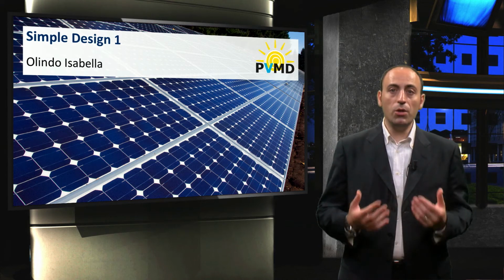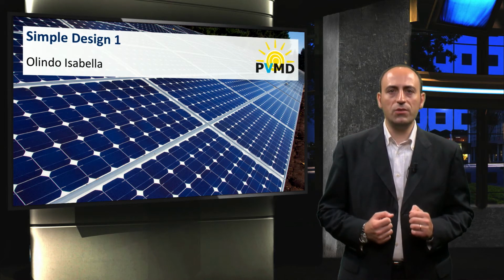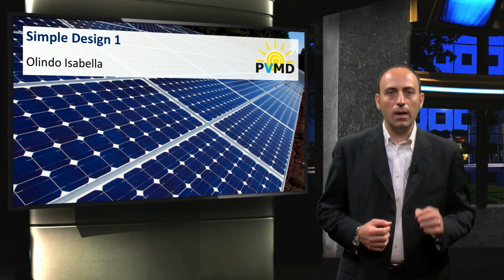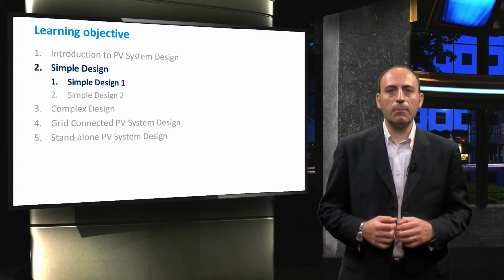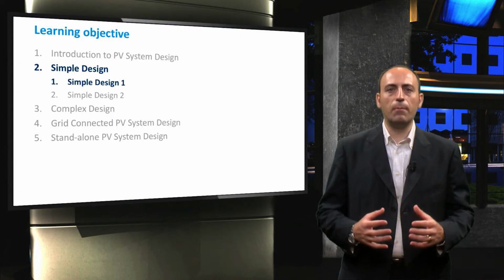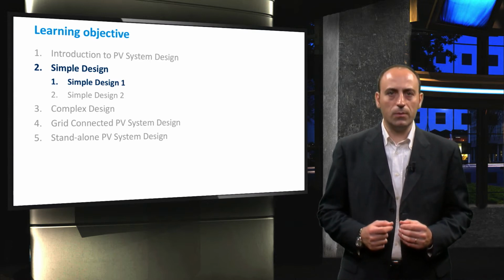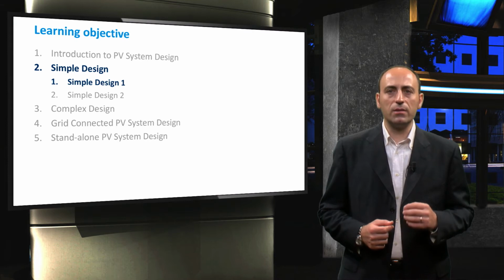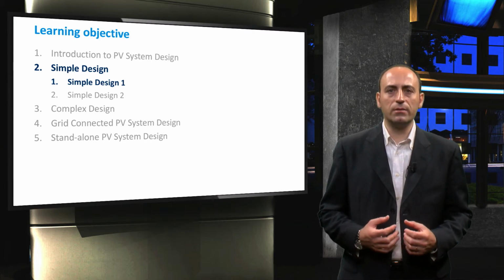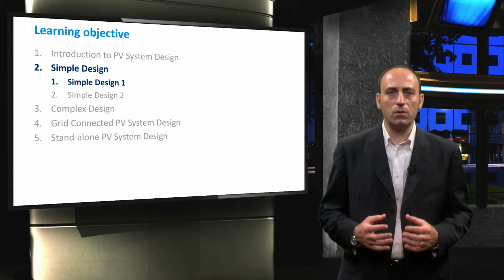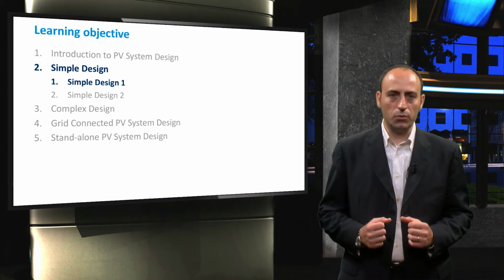In this video, you will learn how to perform a simplified design of a PV system. A simplified design of a PV system can be performed as a first step to check the viability of the design for a particular location. This type of design is aimed at quickly calculating the PV system requirements based on the customer's needs and input.